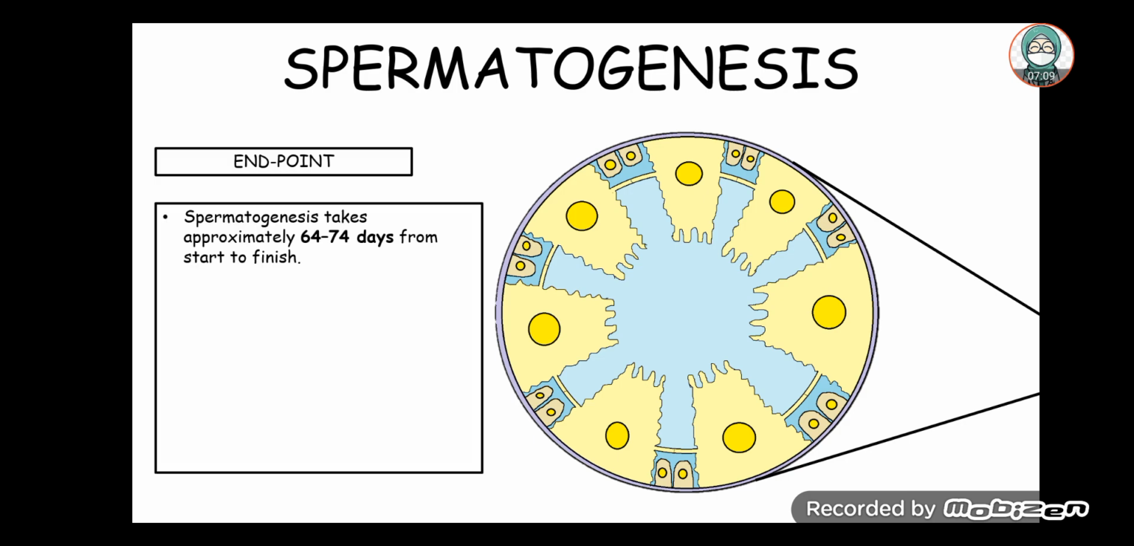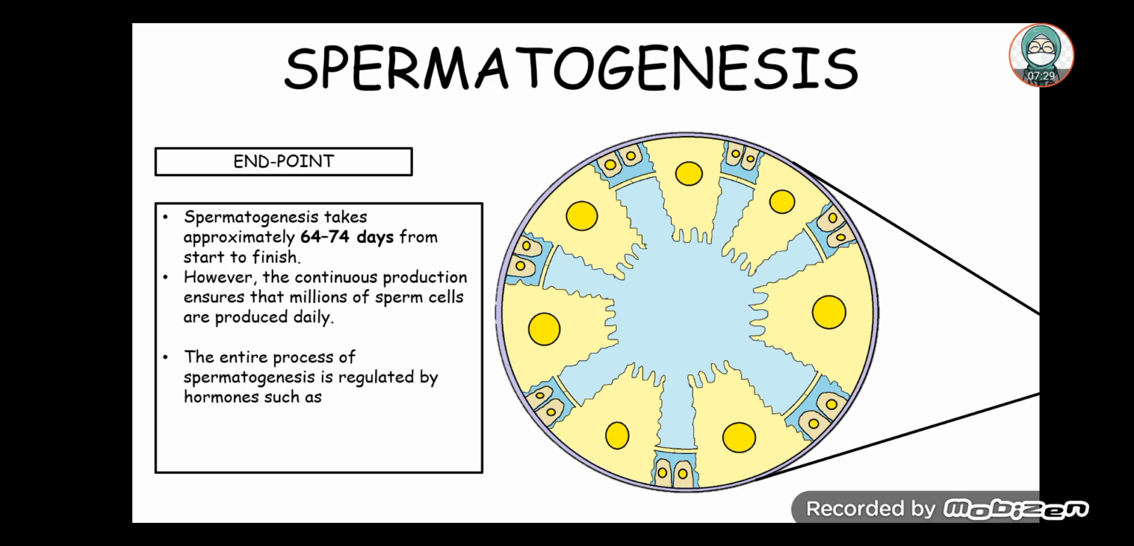If we talk about the timeline, spermatogenesis takes approximately 64 to 74 days from start to finish, to complete all the phases. However, the continuous production of sperm ensures that millions of sperm cells are produced on a daily basis, and this entire process of spermatogenesis is regulated by hormones such as testosterone, follicle stimulating hormone, and luteinizing hormone. In an upcoming video, we will talk about how hormones affect the spermatogenesis process.